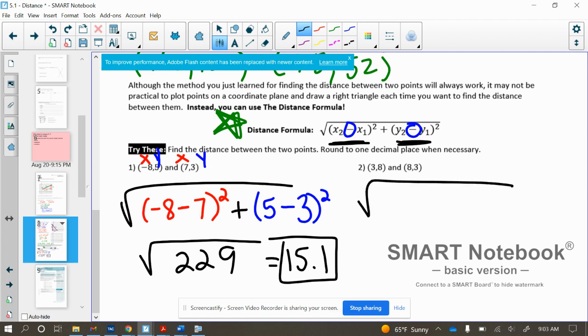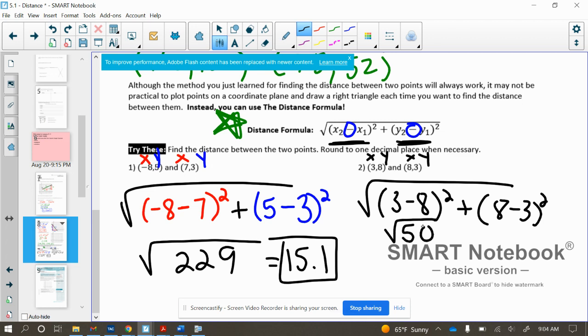All right, reminder, you should have got on this one our 2 x values subtracted, 3 minus 8 squared, and then our 2 y values subtracted, 8 minus 3 squared. Underneath the square root, we would have 50, and then when we take the square root of 50, you should have gotten about 7.1. Okay, questions on your calculator, make sure you let me know in class.